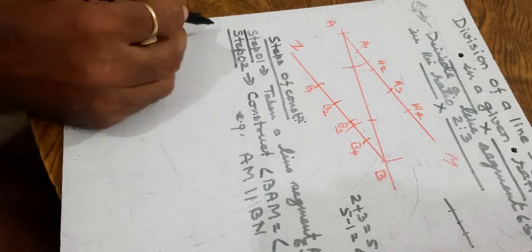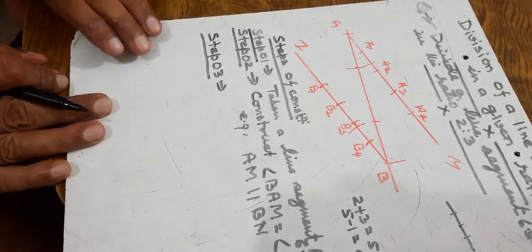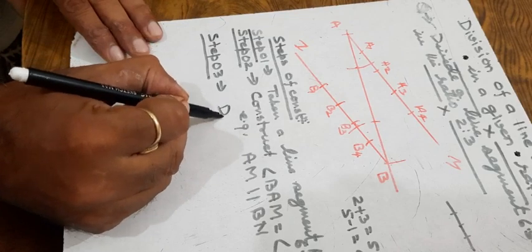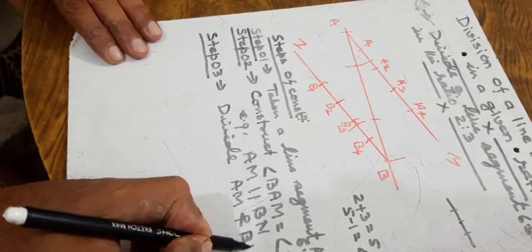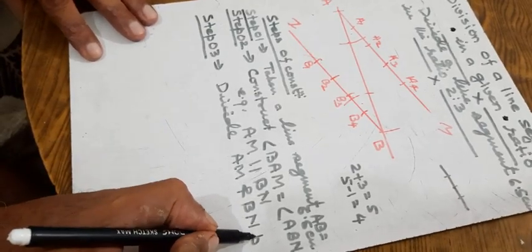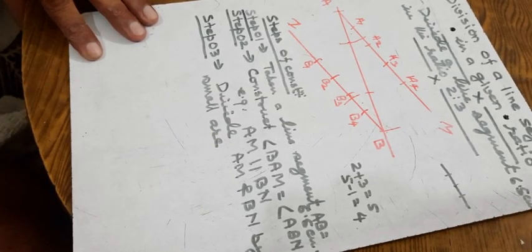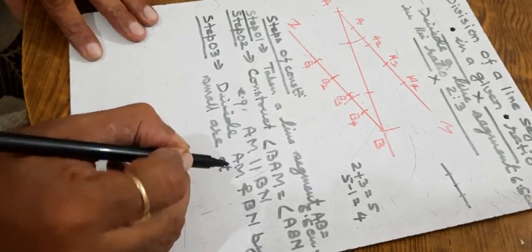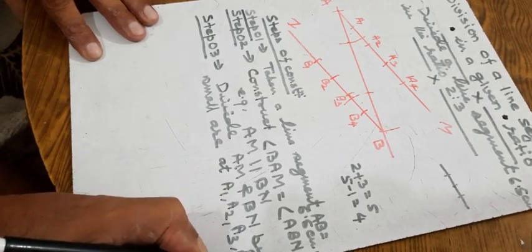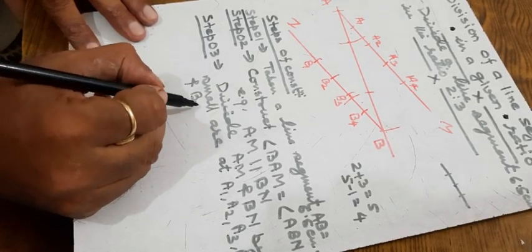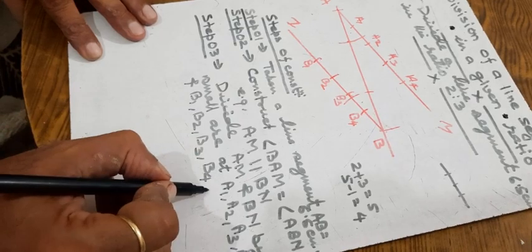So first of all, Step 3. Divide AM and BN by a small arc at A1, A2, A3, A4 and B1, B2, B3, B4 respectively.